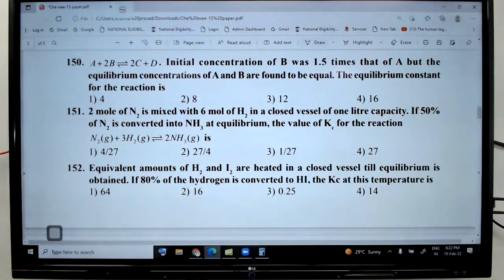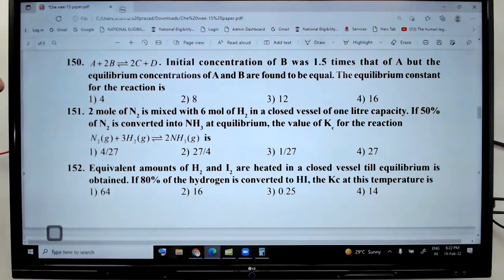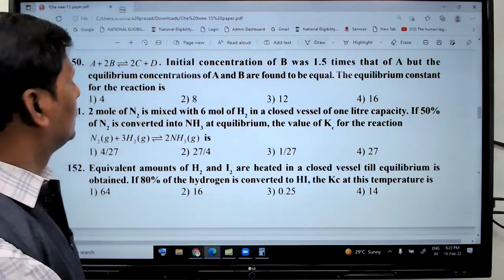अच्छा, देखो, question number 150 है, very simple था. A plus 2B gives rise to 2C plus D. Initial concentration of B was 1.5 times that of A. What will be the equilibrium concentration of A and B? But the equilibrium concentrations of A and B are found to be equal. अच्छा, देखो एक बार.